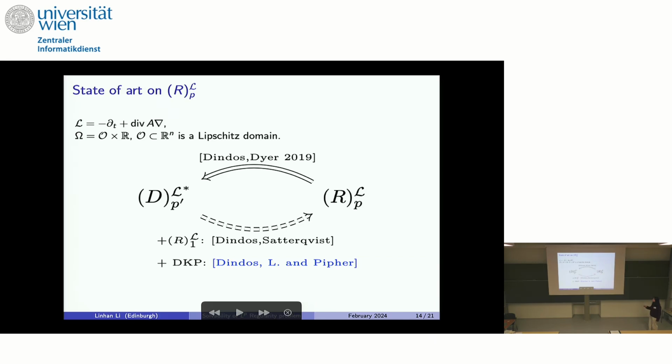So for the regularity implies Dirichlet, this is done by Dindoš and Dyer in 2019. And for this partial converse, assuming you know the solvability of RQ for some Q, is a preprint by Dindoš and Sätterqvist. And the work that I did with Dindoš and Pfeiffer is that we show that if you assume the DKP condition in the parabolic setting, we have DP prime implies RP. So this is the main result that I want to talk about.